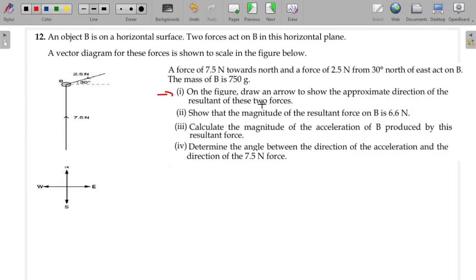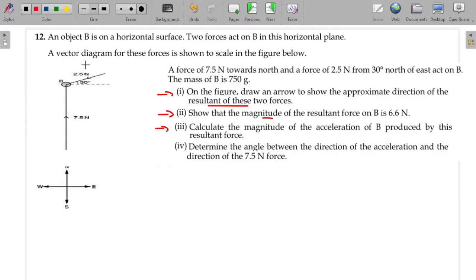Okay, so the thing is, you can't draw the resultant without finding the magnitude and its direction. So first of all, we need to find its magnitude and direction. That's when you can draw it. So we start this question from the second one. Find the magnitude, find the direction, and then you can draw it. Then the other questions there, they're saying calculate the magnitude of the acceleration B produced. We're going to answer that.